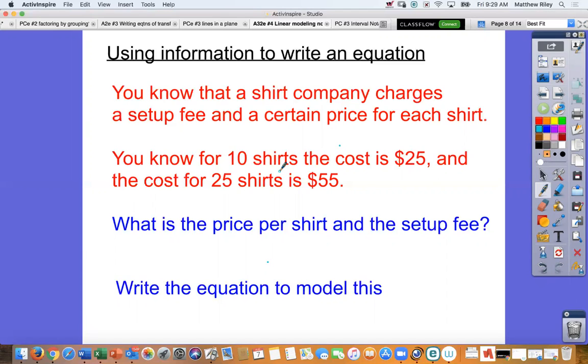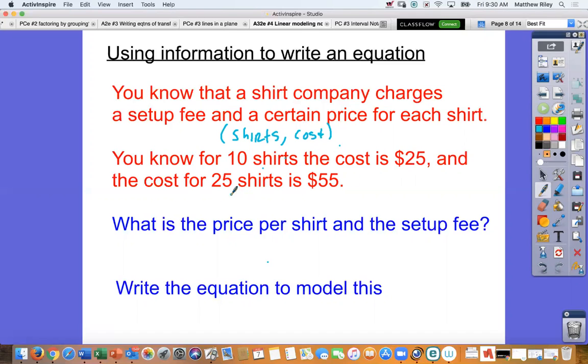By the way, I know that a lot of people are sitting here thinking, I can do this in my head. Why do I have to show any work? Because they're not always going to be this simple. What I want you guys to understand is the whole concept of a dependent and an independent variable. You know that 10 shirts cost $25 and 25 shirts is $55. The cost depends on the number of shirts, where your dependent variable is always Y. Your X is your independent variable. So your X should be shirts and your Y is going to be the cost.